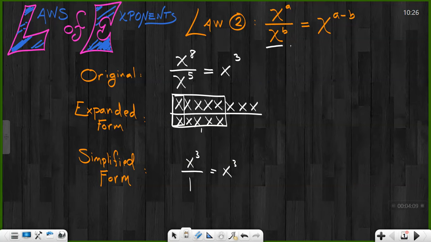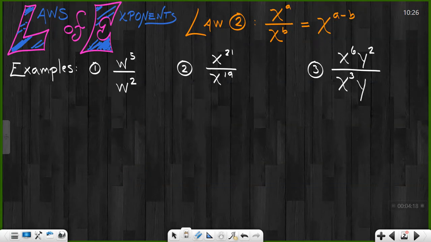That's what our law says. Over here, when I see x to the a over x to the b, it says keep the base of x and subtract the exponents, top minus bottom, a minus b. Let's apply it. All right, w to the 5th over w squared. Well, I'm going to keep my base of w. 5 minus 2 is 3.